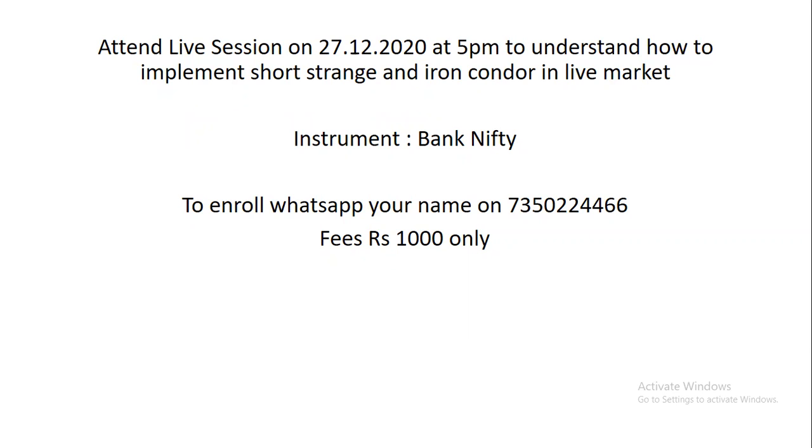The margin requirement for the short Strangle is 1,50,000. If you do not have that much capital, if you have a margin constraint, you can better go for the Iron Condor strategy. In this, the margin requirement will be between 40 to 50,000.